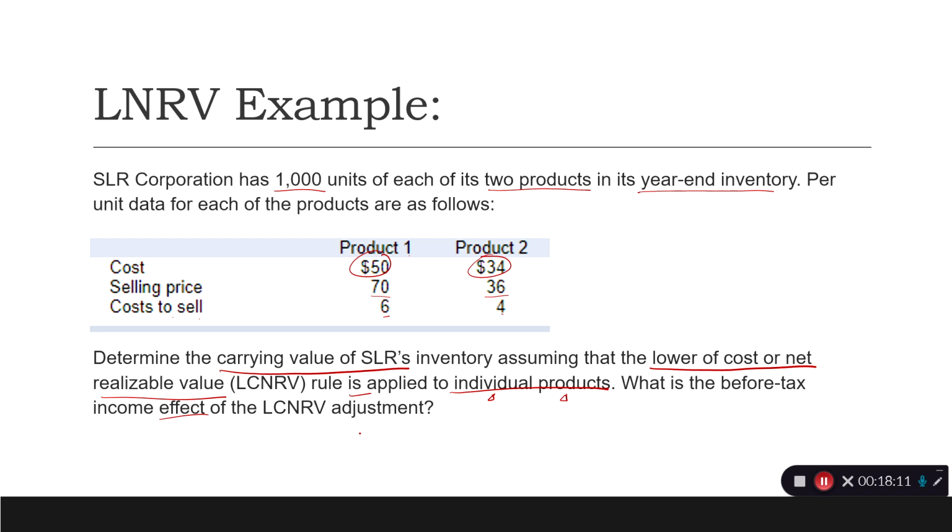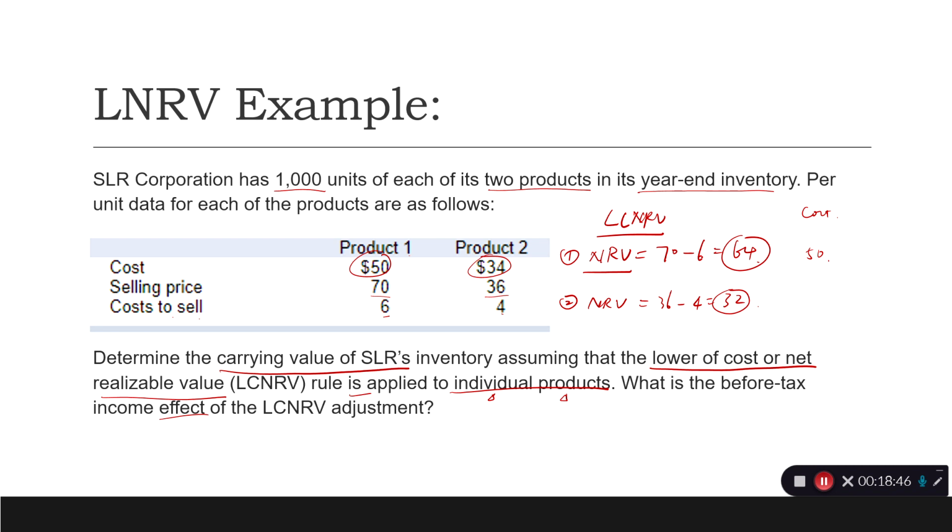So first of all, before we go forward, we know that for the LCNRV method, the most important thing is what is NRV, what is net realizable value. For product 1, right, we use the selling price minus the cost of sale, which is going to be $64. And the NRV for product 2 is going to be $36 minus 4, which is $32, right? And then we need to compare these two numbers with the cost. The cost of product 1 is 50 and the cost of product 2 is 34. So as you can see, 32 is smaller than 34. 64 is bigger than 50.